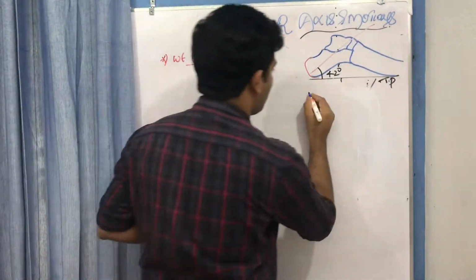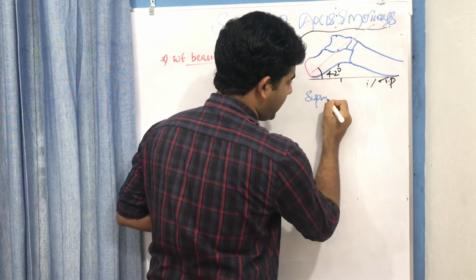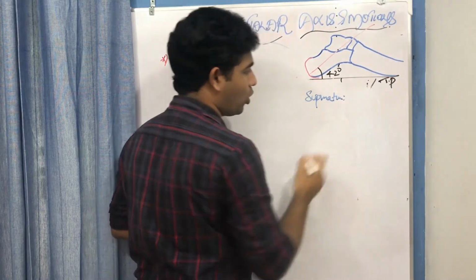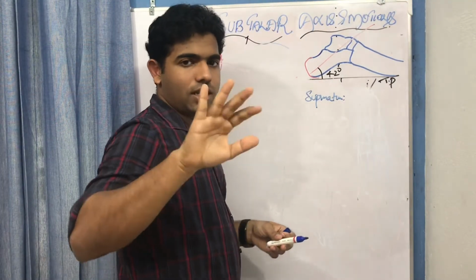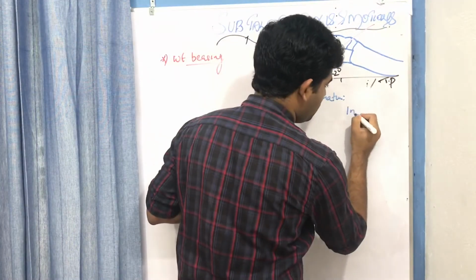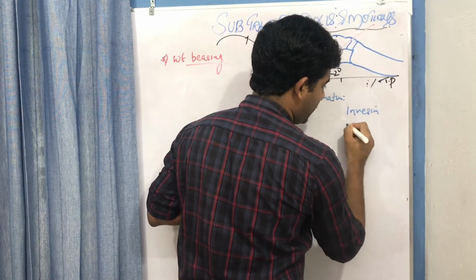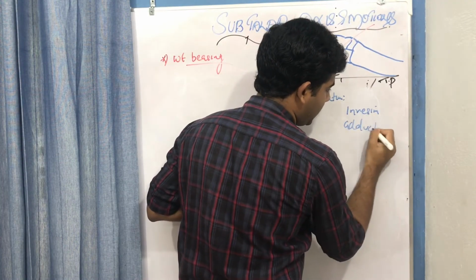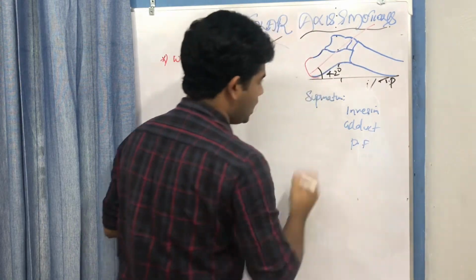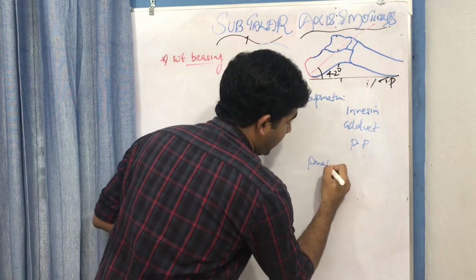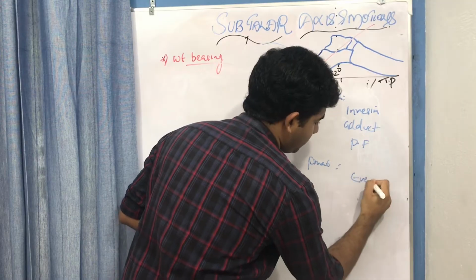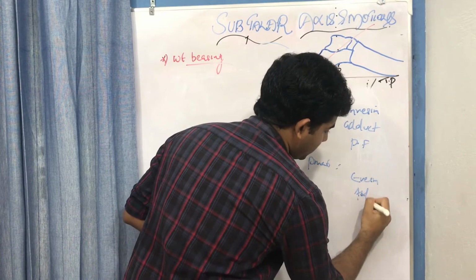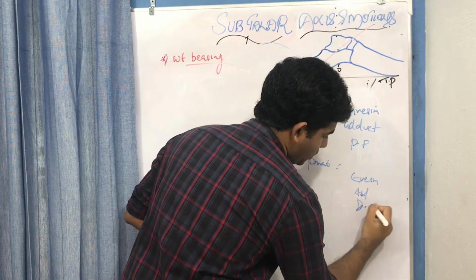So in supination and pronation, let me rub this diagram, that's for your understanding. In supination and pronation in the non-weight bearing condition, we saw that supination is followed by inversion, adduction, and plantar flexion. Whereas pronation is followed by the opposite: eversion, abduction, and dorsiflexion.